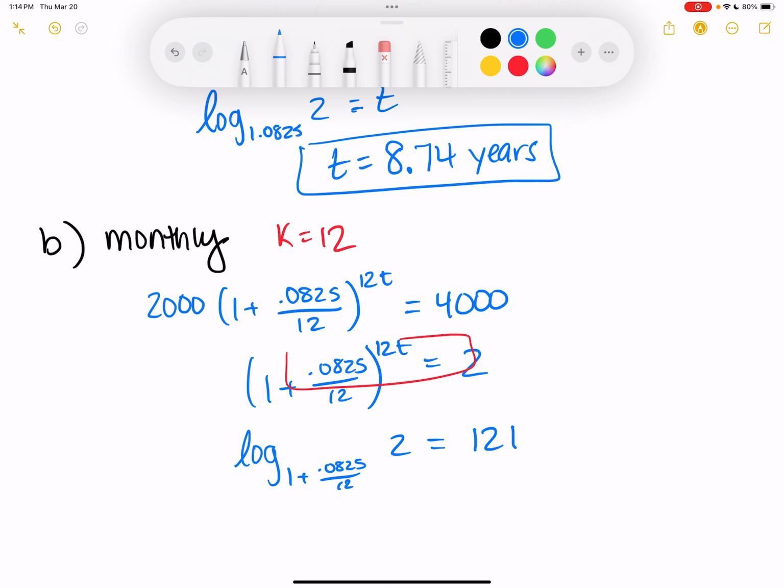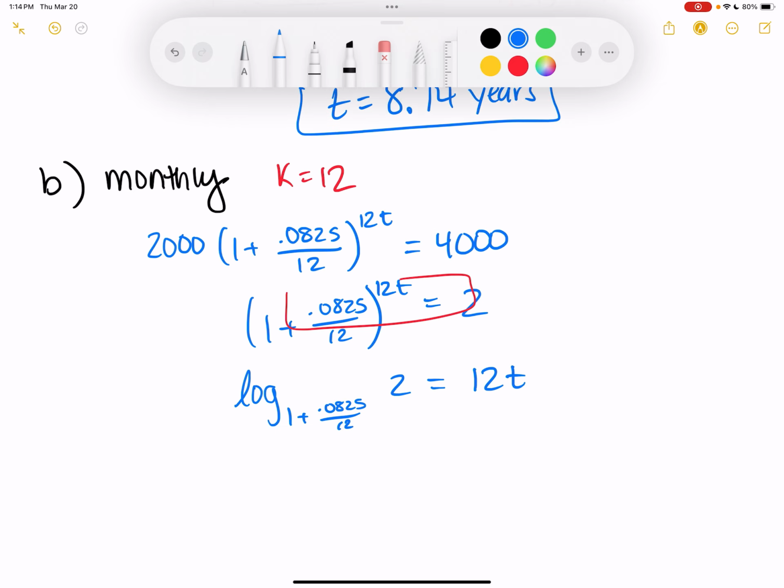I'll let you take this one, Josh. Then we divide it by 12. I'm just going to get rid of this and do this in one step.